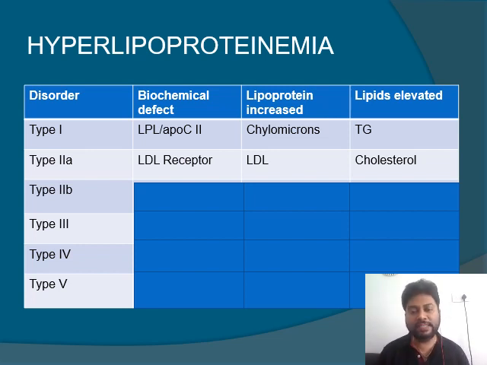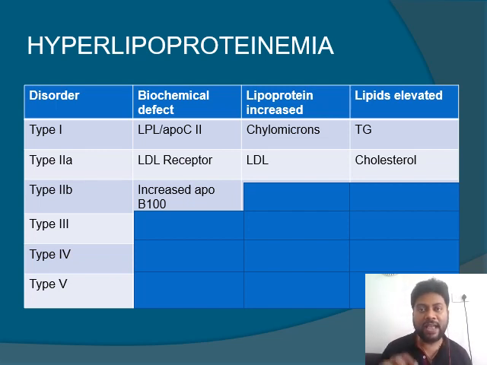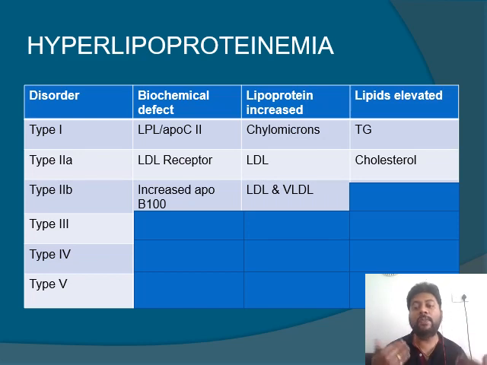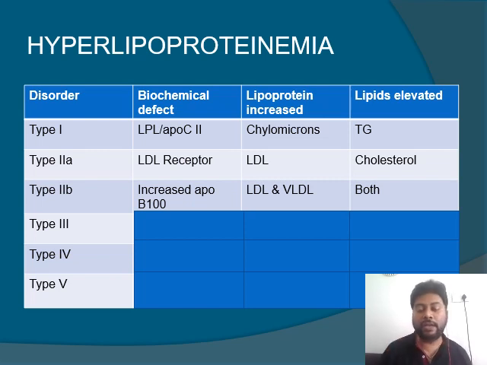Here, due to some reasons, there will be an increased production of ApoB100. Due to some defect, there is an increased production of ApoB100. So if ApoB100 is produced more, all the lipoproteins which contain ApoB100 will also be produced in excess. Can you name the two lipoproteins? One is VLDL and the other one is LDL. These are the two lipoproteins which contain ApoB100. In this case, both of them will be elevated. We know that VLDL is rich in triglycerides, LDL is rich in cholesterol. So both triglycerides and cholesterol will be almost equally elevated in type 2B hyperlipoproteinemia.